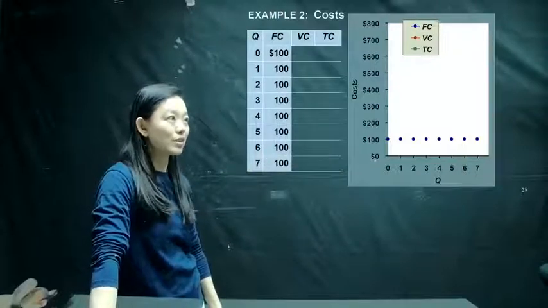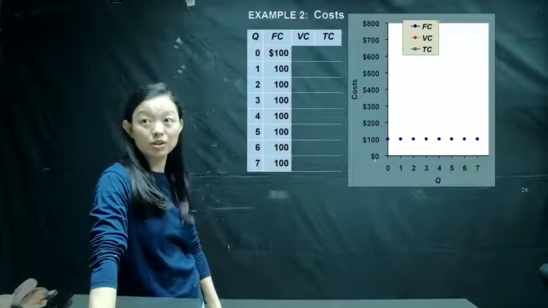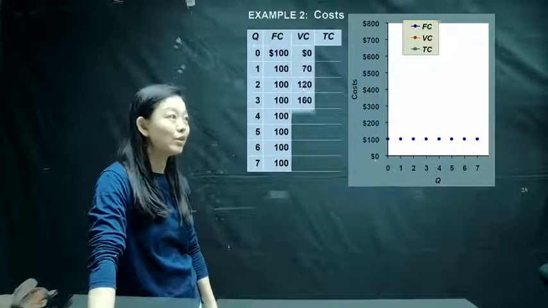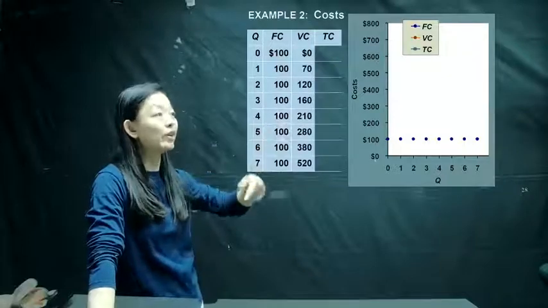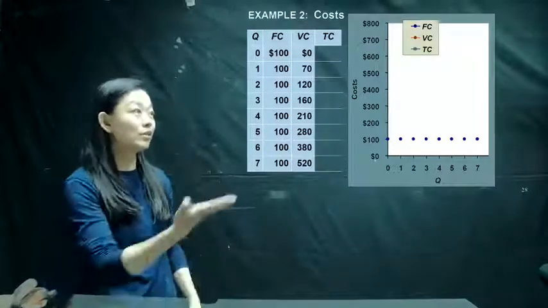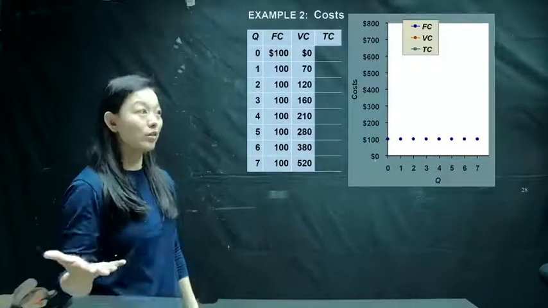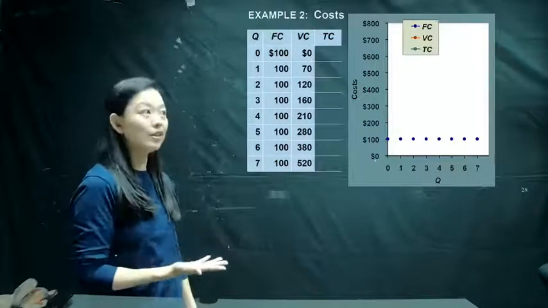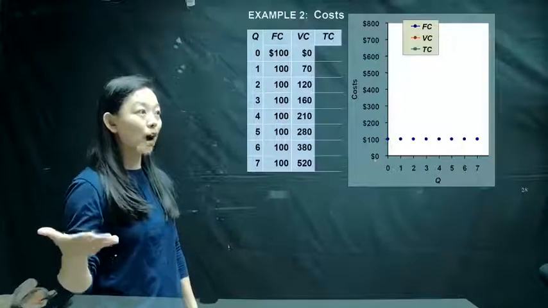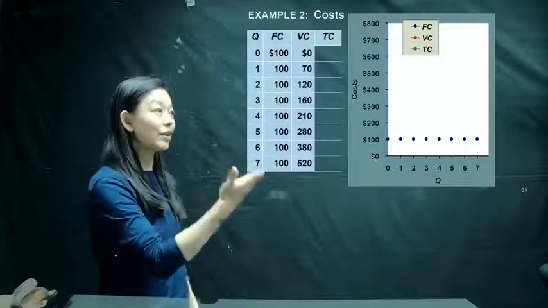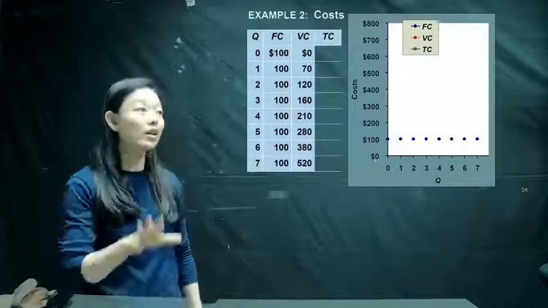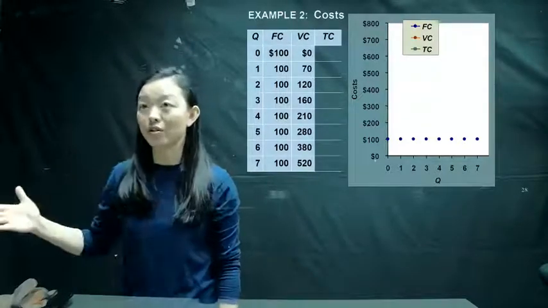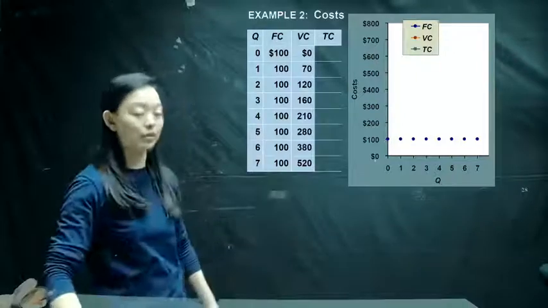How about the variable cost? The variable cost is the cost that varies with the output level. When quantity is 0, the variable cost is 0. When the quantity increases to 1, the variable cost increases to 70. And when the output increases to 2 units, the variable cost increases to 120. Remember, this example is not the previous example of Farmer Jack. This is a brand new example.